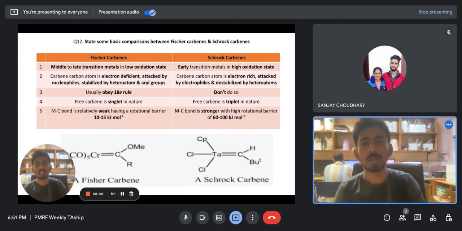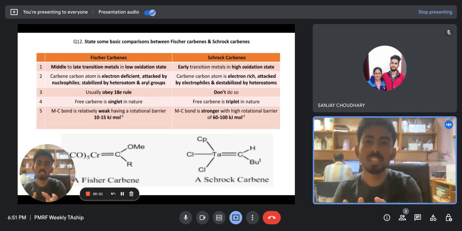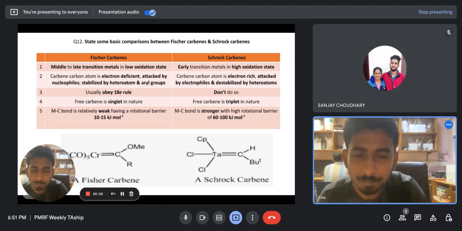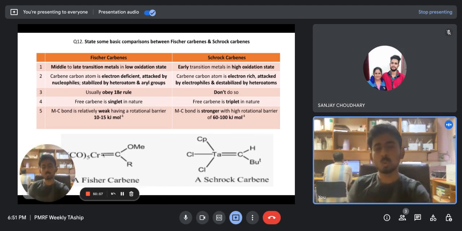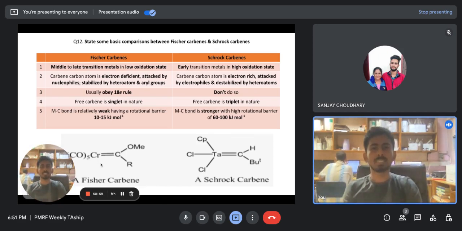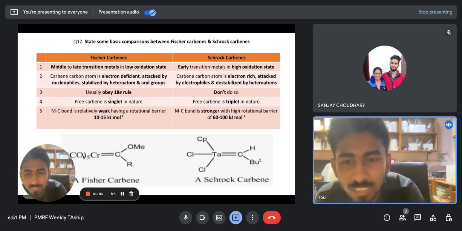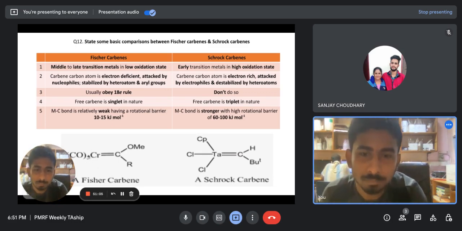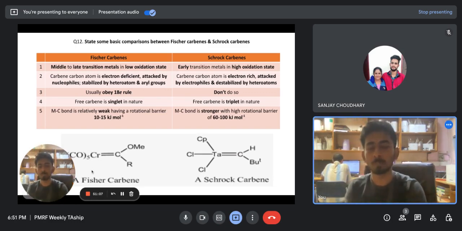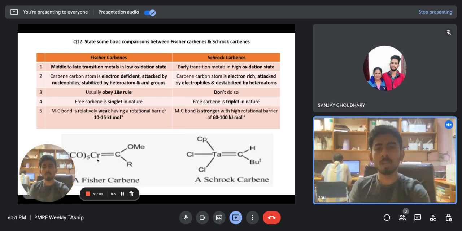The Fischer type of carbenes have middle to late transition metals in low oxidation state. Here you can see, in all the cases, chromium is a middle transition metal, not early, and it has a low oxidation state, because the COs are neutral molecules. That's why this chromium lies in the low oxidation state.